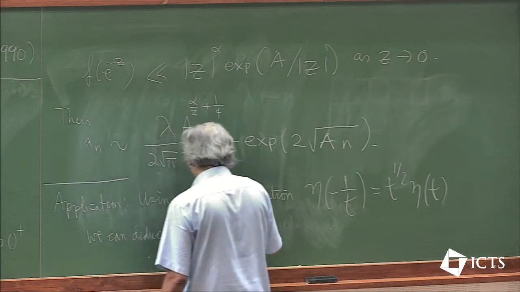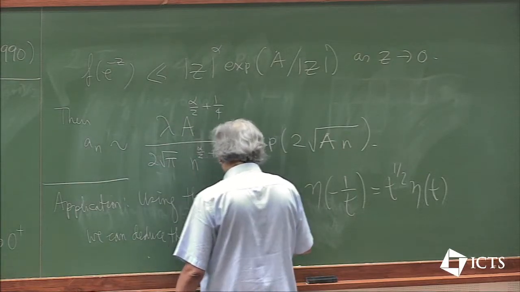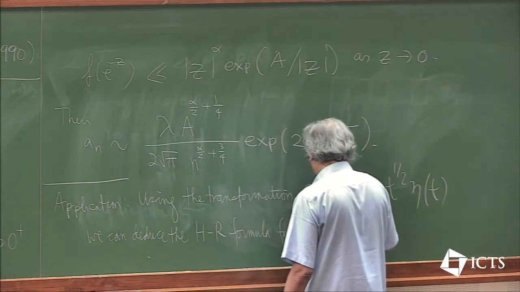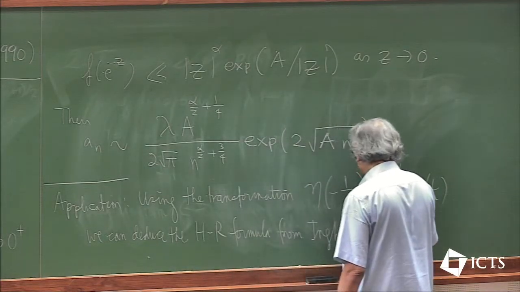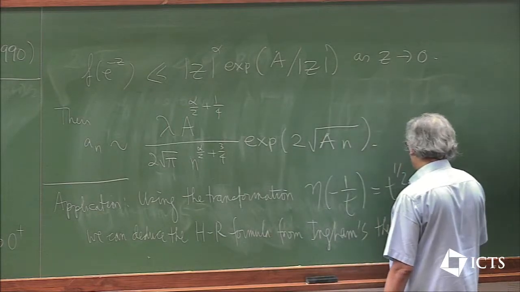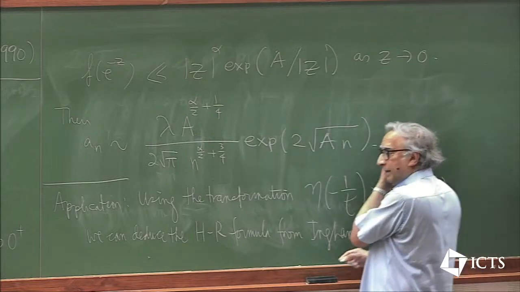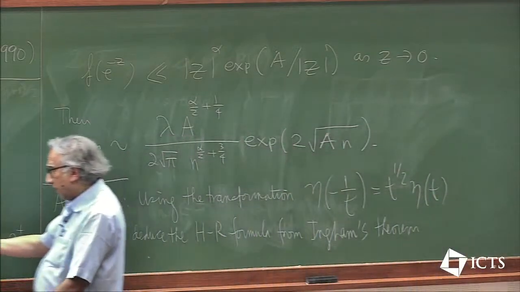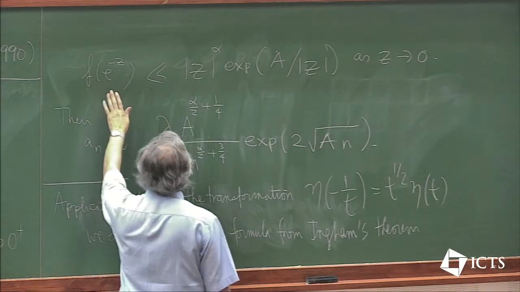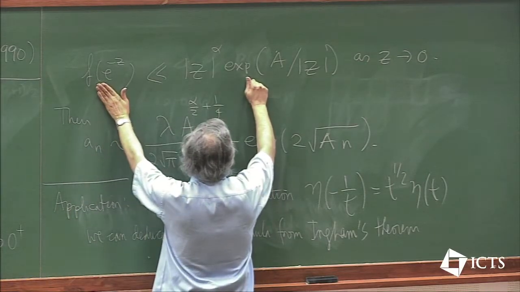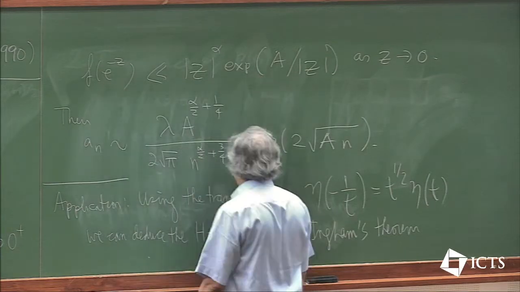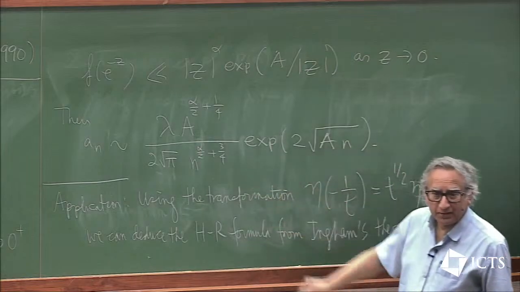the Hardy-Ramanujan formula from Ingham's theorem. So this allows us to check what these numbers are. And the behavior of the Dedekind eta function in a neighborhood of 0, you have to do that too. And then out pops the formula. That's all it's needed.